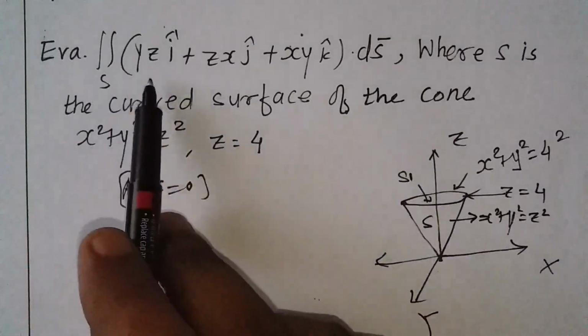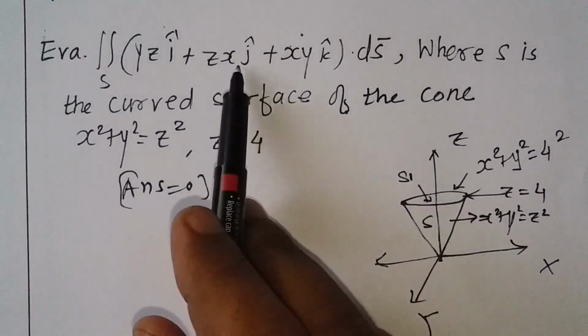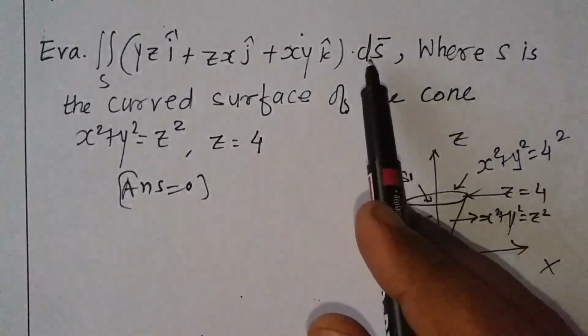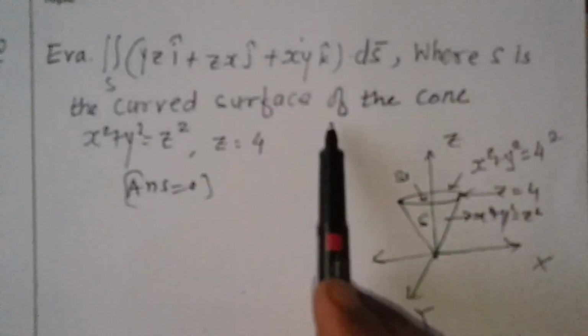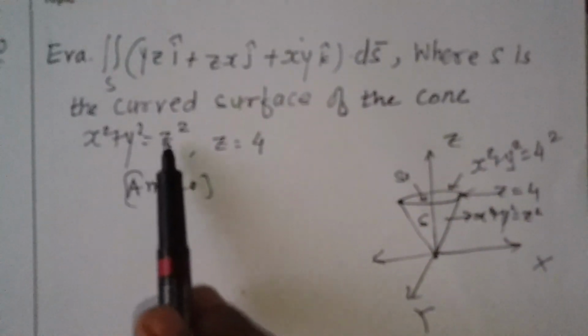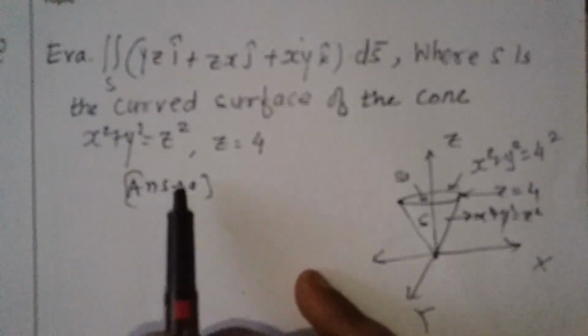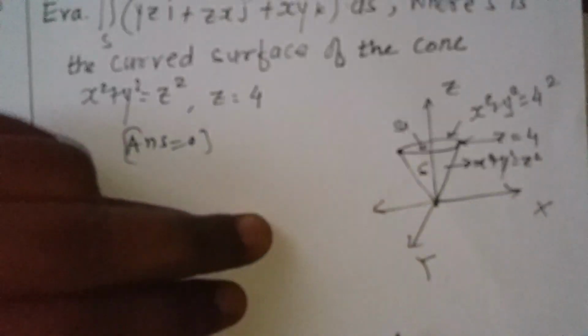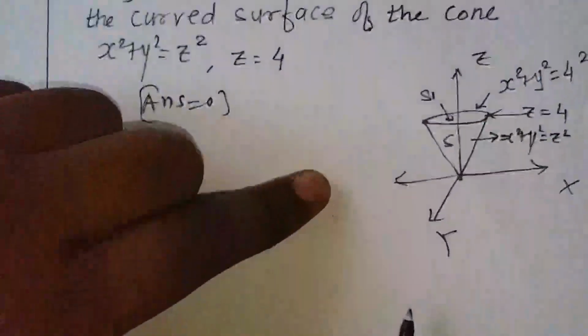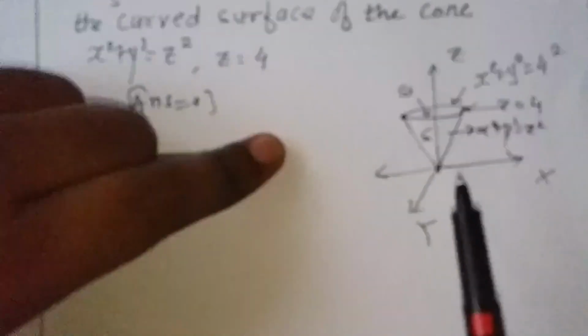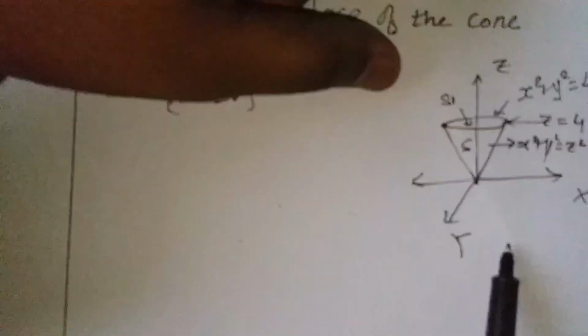Evaluate the double integral over S of yz i plus zx j plus xy k cap dot dS bar, where S is the curved surface of the cone x square plus y square equal to z square, z equal to 4. The answer for this problem is 0. This is like the cylinder example only. In the cylinder we had 3 surfaces. Here we have only 2 surfaces, one is the curved surface and another one is the plane surface.